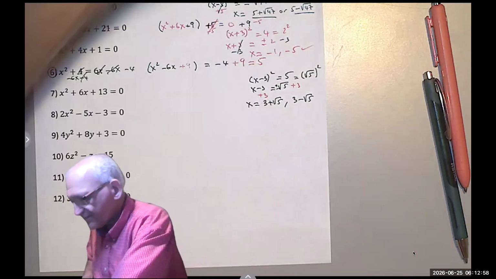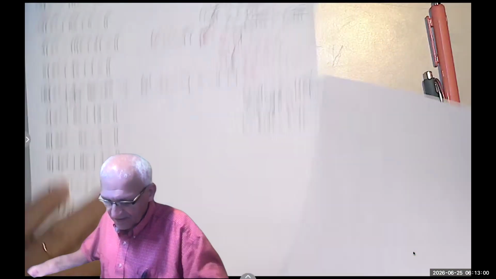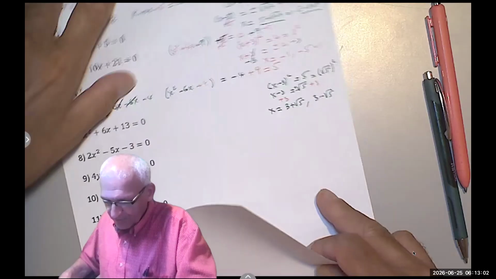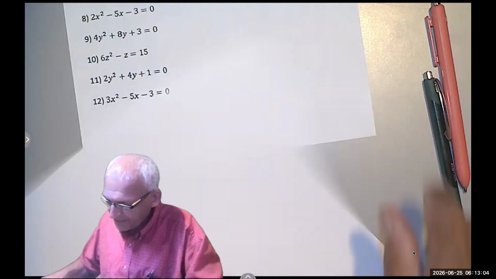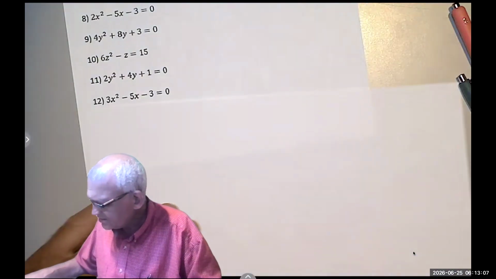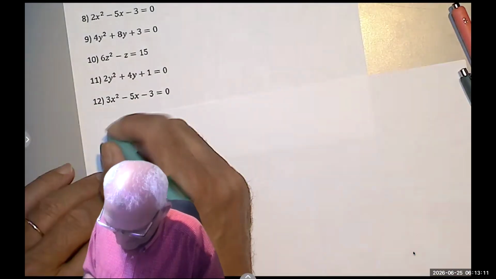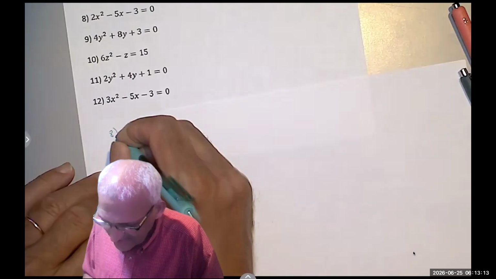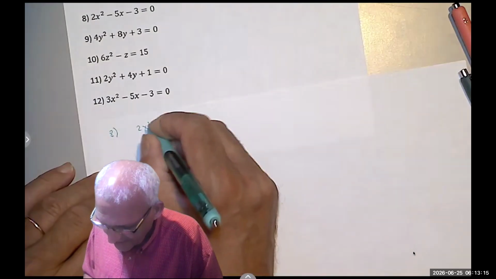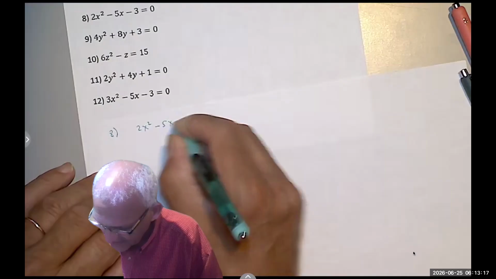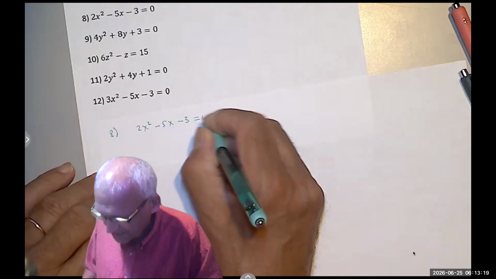That's the first half. The second half, I'm going to take problem number 2. Number 8. Why did I say number 2? What number 2? We don't have number 2. Okay. Number 8, it says 2x squared minus 5x minus 3 equals 0.